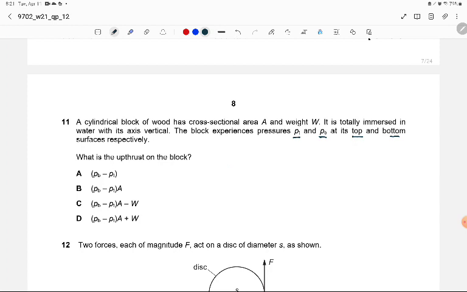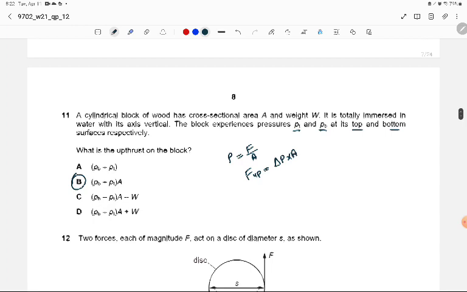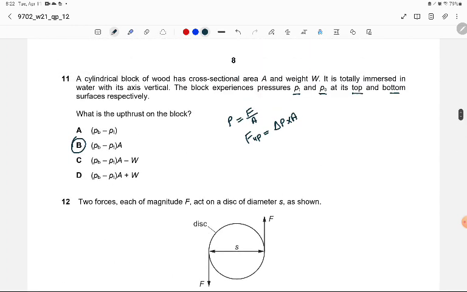Upthrust is basically pressure is equal to force per unit area. So force upthrust F up is equal to change in pressure at the top and the bottom multiplied by area. So change in pressure multiplied by area. So B should be the right answer. That was simple. Okay. Upthrust is not the resultant force, so we cannot minus the weight or add the weight to it.